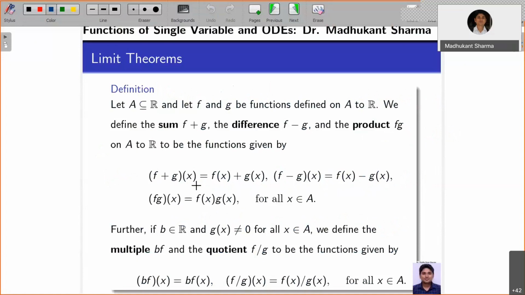Now, I hope you are aware of how to identify the sum of two functions, difference of two functions, product of two functions, scalar multiple of a function, and division of functions. Okay, this is the definition of how you define the sum, the difference, the product, the scalar multiple, and the quotient of two functions. Okay, so I hope this is very clear.